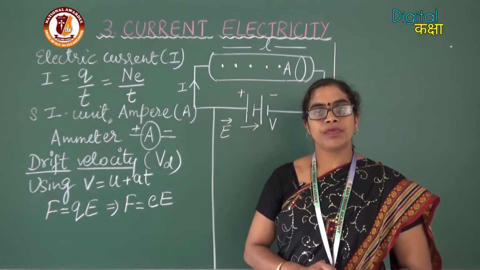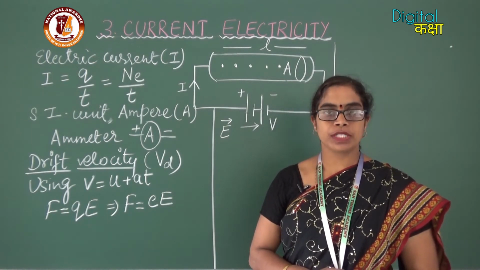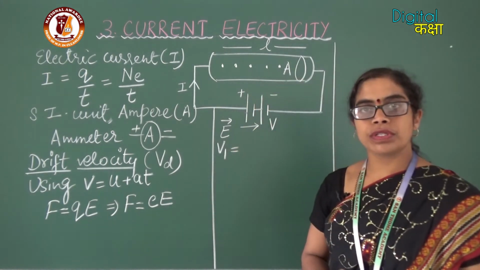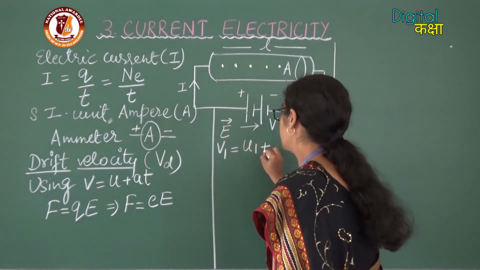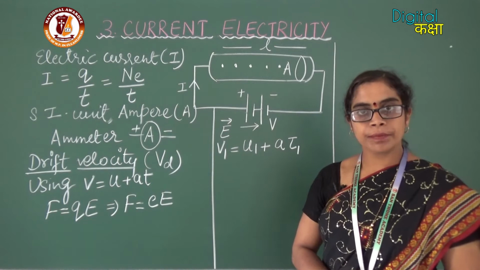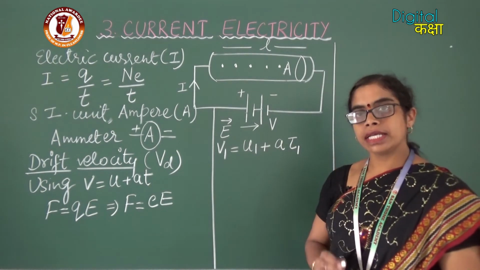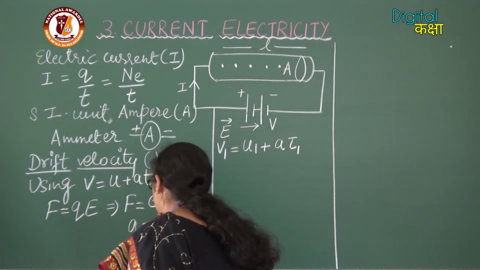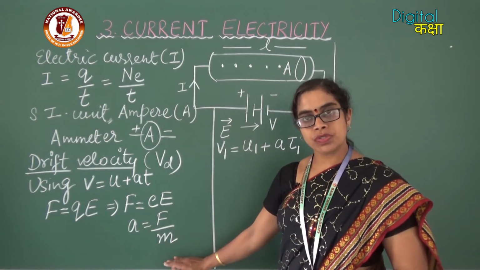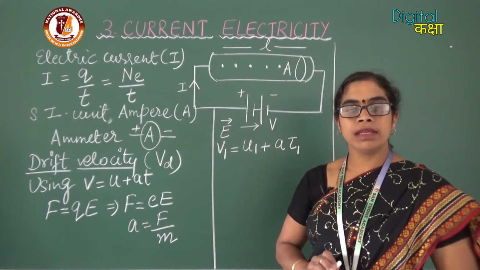Now, in order to derive the formula for the drift velocity, we will be using this first equation of motion individually for the n number of free electrons which are present in this conductor. So, for that, I can write the equation for V1, that is the first electron's velocity, as u1 plus a tau 1. Here you can notice that no subscript is written for a, because each and every electron will be accelerated by the same force, and that acceleration can be given as a is equal to F upon m, where m is representing the mass of the electron which is constant. Also, the value of force given by e into E is also constant for all the n number of electrons.